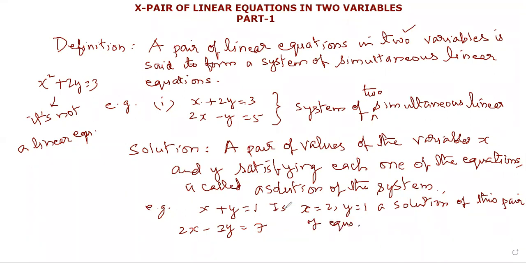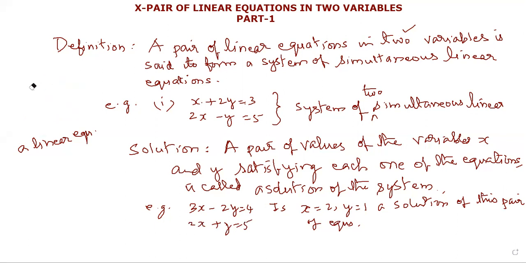What we will do is put x and y both, and check if it satisfies the equations. Let me change the equations: 3x minus 2y is equal to 4 and 2x plus y is equal to 5. We are given x is equal to 2 and y is equal to 1. We will put these in the first equation first, then in the second equation. If it satisfies both, then it is a solution. If it is not satisfying, it is not a solution.